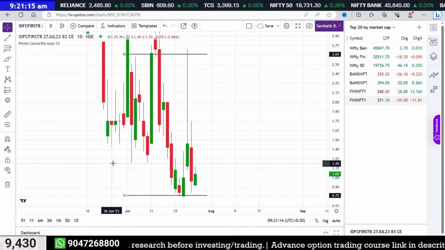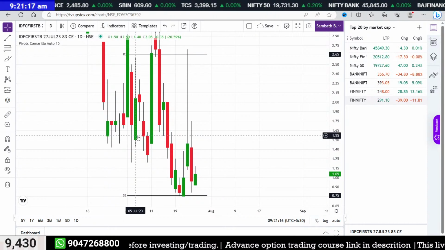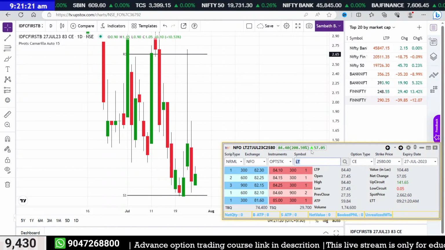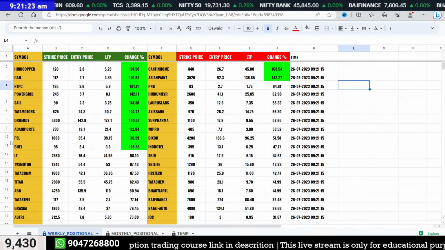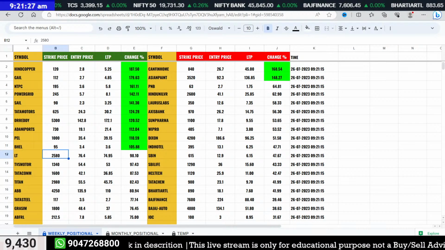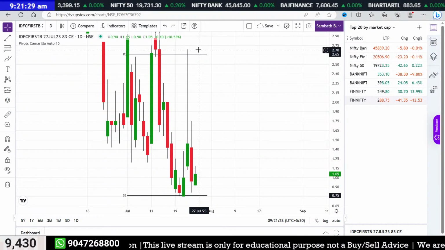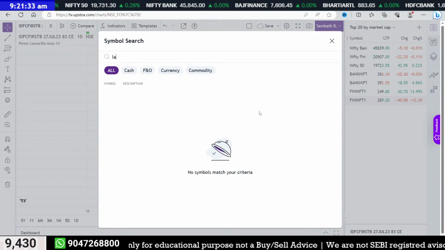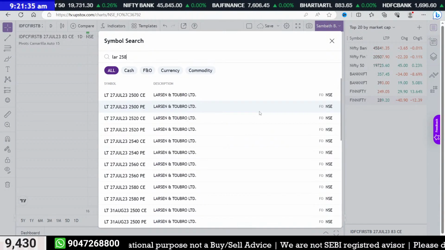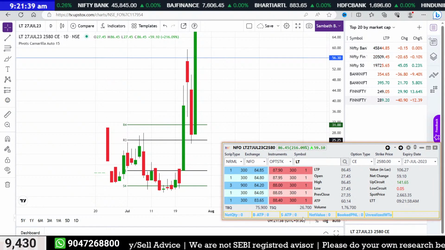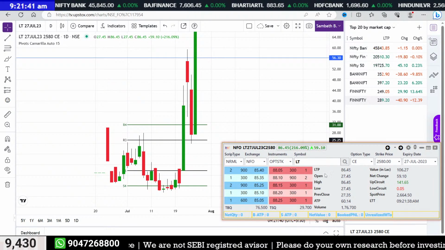And LNT 2580, currently 83, keeps moving higher. Maybe a quick scalping on this one. LNT 2580, here where we saw it at 74. We are seeing 83 as the current price. LNT 2580 is currently 85, so maybe it keeps moving higher, 84, 85, a scalping opportunity.